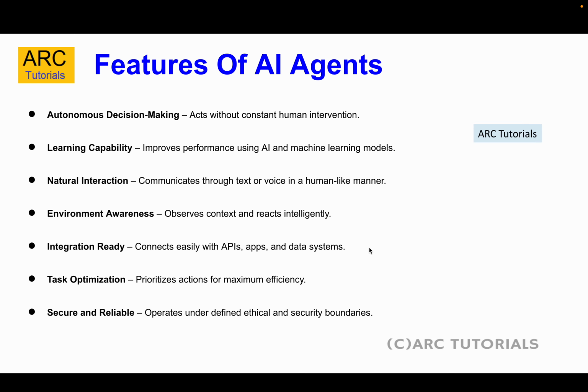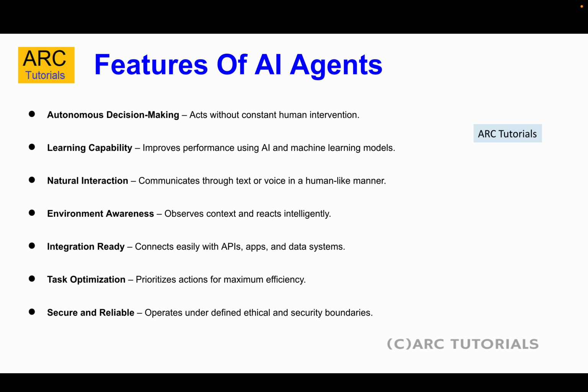So, what are some of the features of AI agents? AI agents are meant to be autonomous decision making bodies, which means given input models to them, they can act without constant human intervention. They have the learning capability, which means the AI agents can improve their own performance using machine learning models and AI patterns. Natural interaction means the communication happens via text or voice in a human like manner. In fact, we can also have an AI agent talk to another AI agent via MCP models.